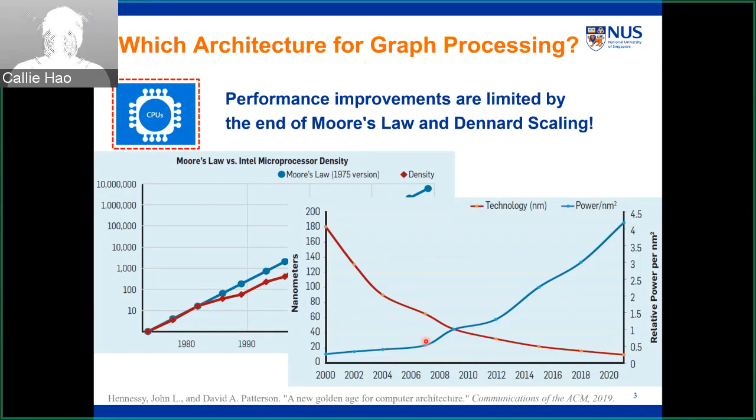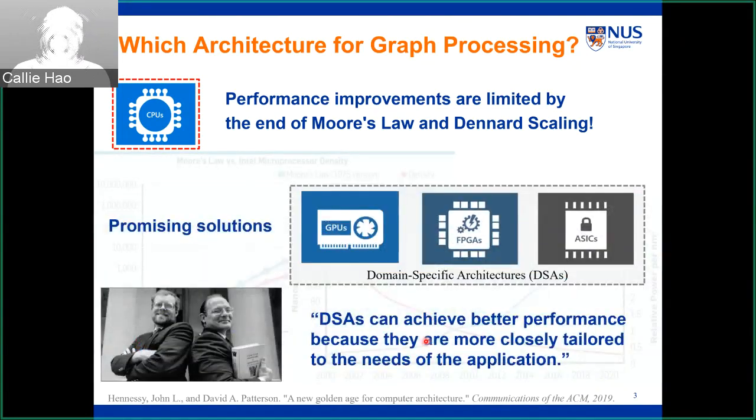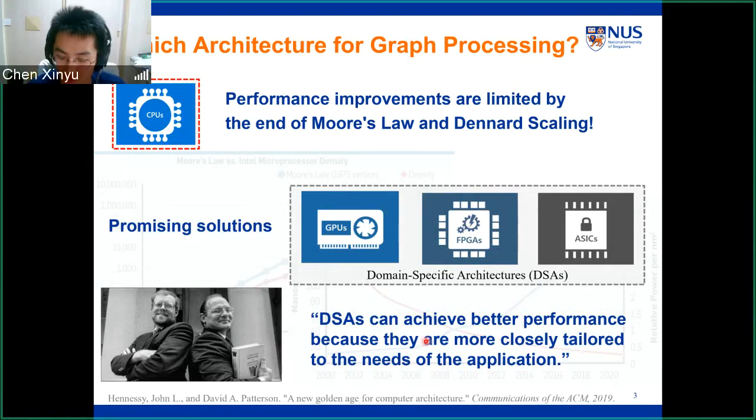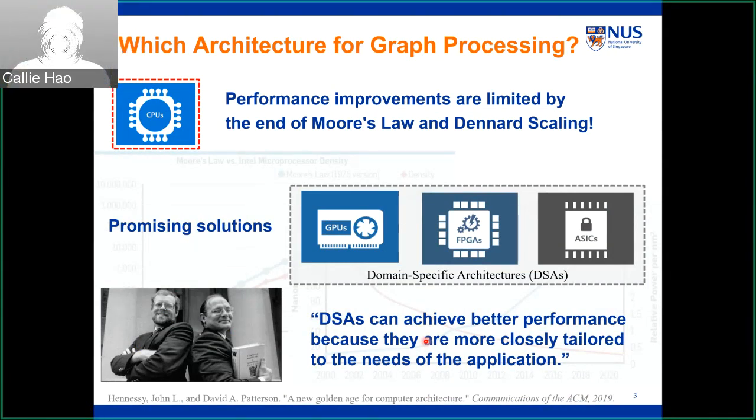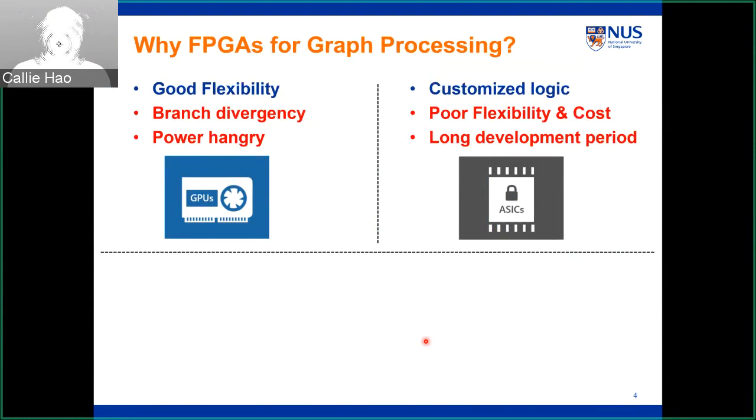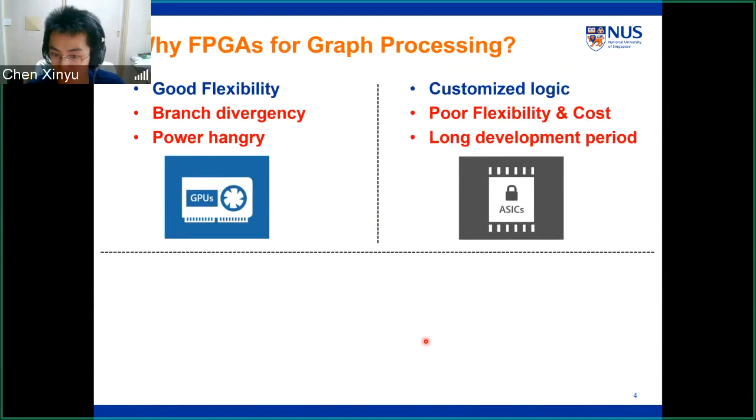But where there are challenges, there are solutions. Just as advised by David Patterson and Hennessy, domain-specific architectures, which is DSA, can be the future for certain applications. This is because DSAs can usually achieve better performance, since they can be more closely tailored to the needs of the application, right? So we seek DSA solutions for graph processing. However, there are several DSAs like GPUs, ASICs, and FPGAs. So why did we finally choose FPGAs for graph processing?